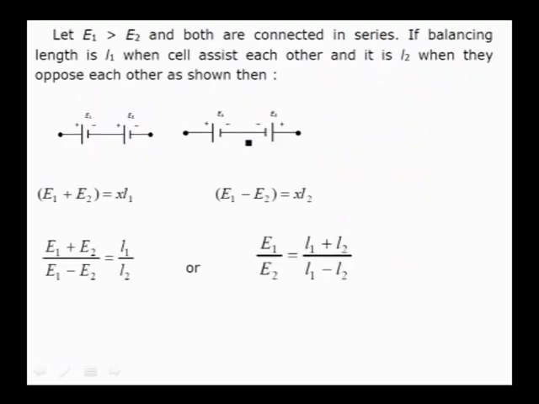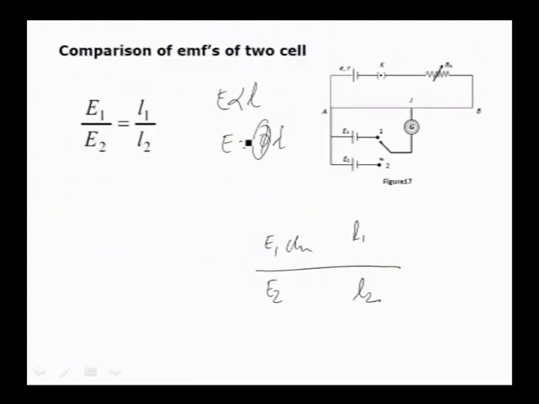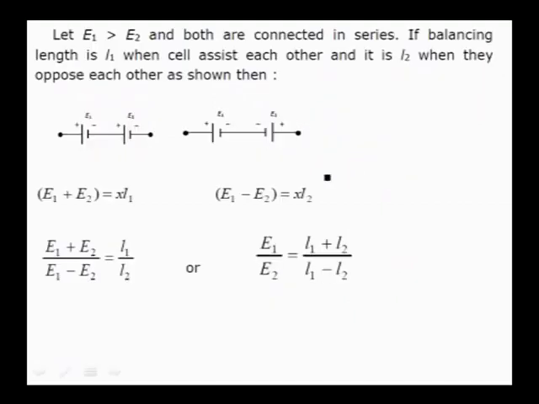See, if two cells are given in series, or two cells connected the wrong way, then we have the following. These are the two cells connected in series; we get the effective balancing length: E1 plus E2 is equal to X, some constant, into L1. Similarly, when they are wrongly connected, E1 minus E2 is equal to X into L2. Take the ratio of these two; the constant X cancels in each term, we get the equation, or else we can also write it in this form.